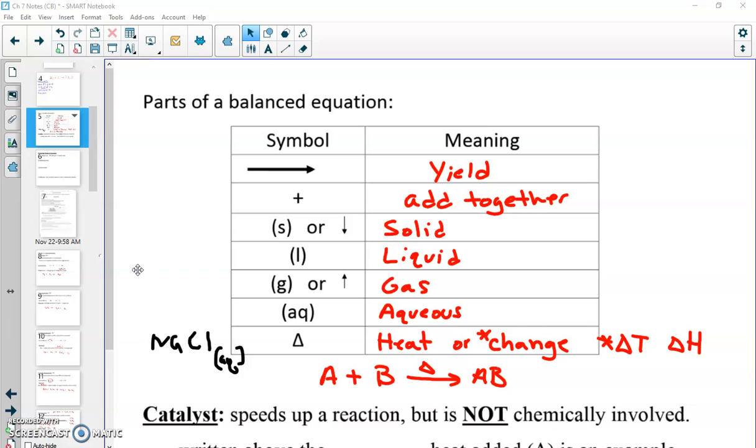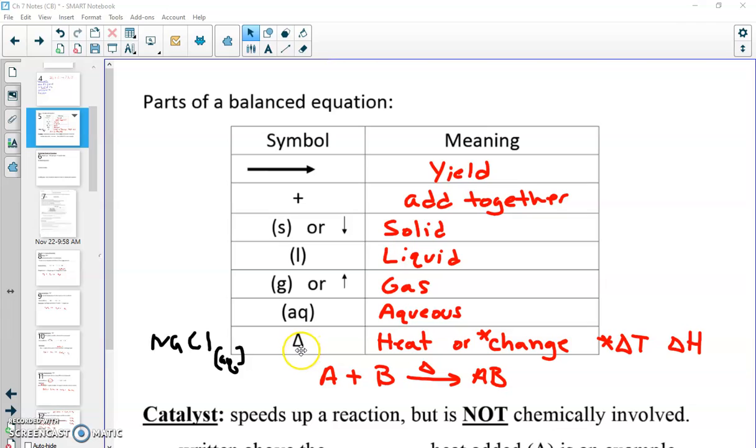Let's first start out with the first symbol that we have, the arrow symbol. That just means yields. It helps us distinguish what is a reactant versus what is a product and what is being made. So this arrow, the left side is going to be our reactants, the right side is going to be our products, and so that arrow means that A and B will create AB, or will yield AB. The plus means adds together, so of course we're going to add A plus B, and it will yield AB.